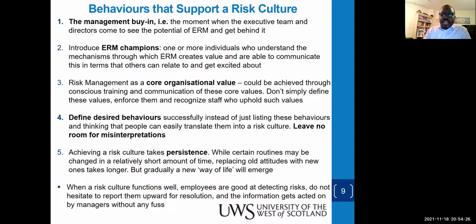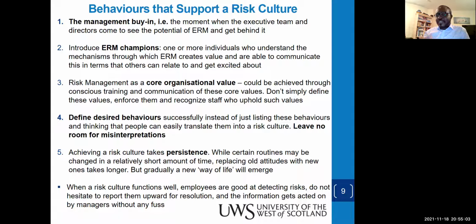There are some behaviors that can support a risk culture effectively. Management buy-in: the senior management, the executive, should get behind and support this work. They should promote the risk culture across the board. Let's get an ERM champion, an enterprise risk management champion. It could be 1, 2, 3, 4 people trained to promote the value. They'll communicate this clearly to everyone, and people will get excited about it. Again, let us integrate it as a core value within our organization. Train people, communicate clearly, and let people understand.